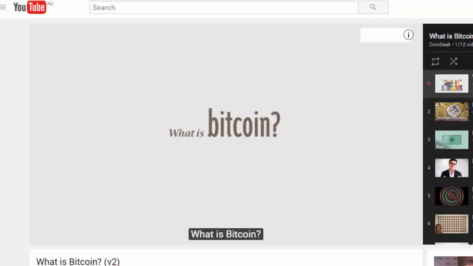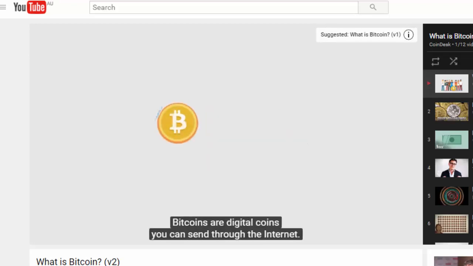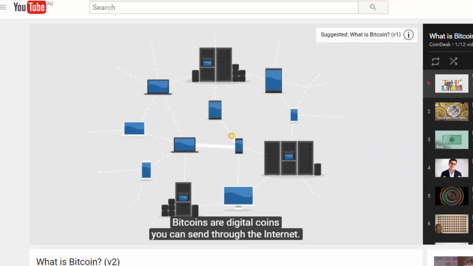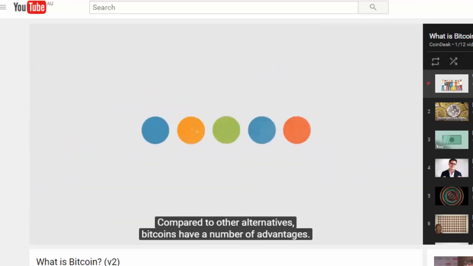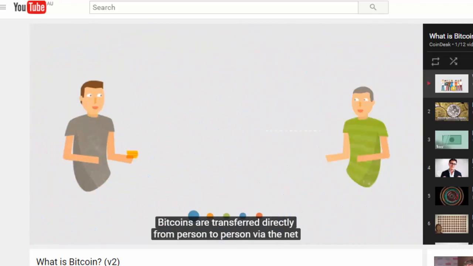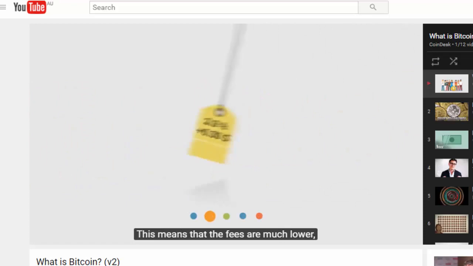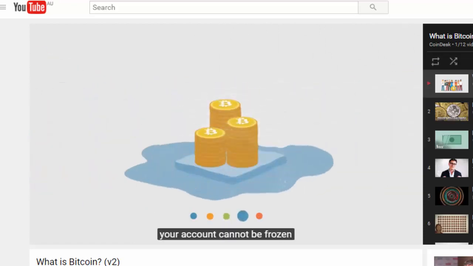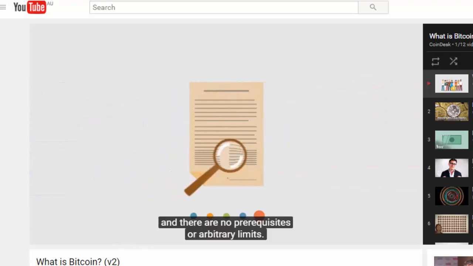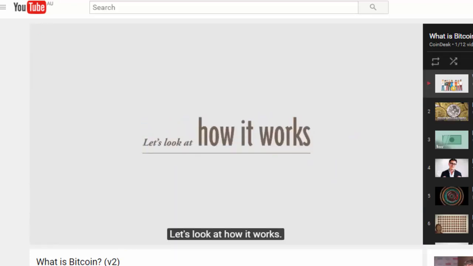What is Bitcoin? Bitcoin is the first decentralized digital currency. Bitcoins are digital coins you can send through the internet. Compared to other alternatives, Bitcoins have a number of advantages. Bitcoins are transferred directly from person to person via the net, without going through a bank or clearinghouse. This means that the fees are much lower. You can use them in every country. Your account cannot be frozen, and there are no prerequisites or arbitrary limits. Let's look at how it works.